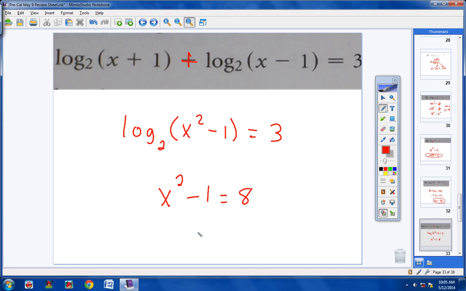And now bring the 1 over and make it a positive 1. X squared equals 9. Good. X equals plus or minus 3.